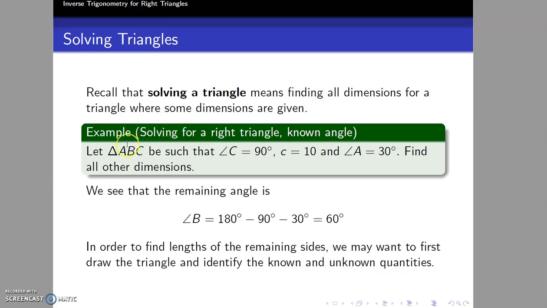So for example, if I wanted to solve triangle ABC where C was a right angle, the side opposite that angle, so the hypotenuse, was 10 and angle A was 30 degrees, we could find all the other dimensions. The first thing to recognize was, oh yeah, we do have two angles spoken for. All of them have to add up to be 180, so the remaining angle has to be 180 minus the other two angle measures. So angle B has to be 60 degrees.